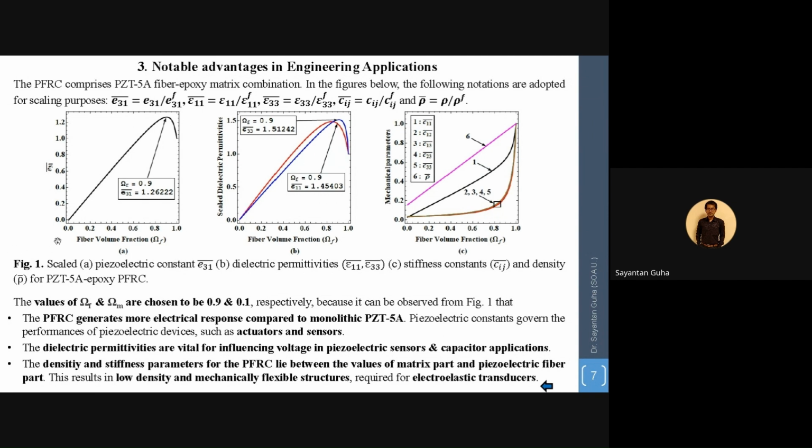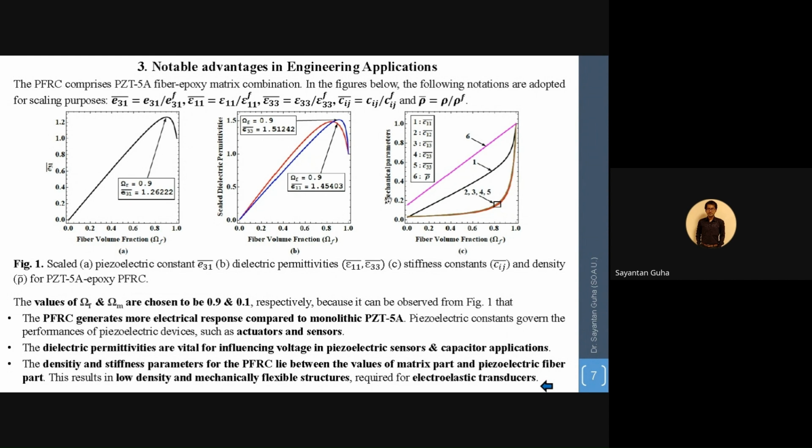What is happening when omega f lies between 0 and 1? As omega f keeps increasing and gradually takes value 0.9, the value of E31 bar is 1.26. What is E31 bar? It is E31 of the PFRC divided by E31 of the piezoelectric fiber. So when omega f is 0.9, E31 bar equal to 1.26 implies E31 of the PFRC is 1.26 times greater than E31 of PZT5A, which ensures that our PFRC, when fiber volume fraction takes value 0.9, has a greater magnitude of piezoelectric constant compared to PZT5A. This greater magnitude of piezoelectric constant is very useful in sensor and actuator applications.